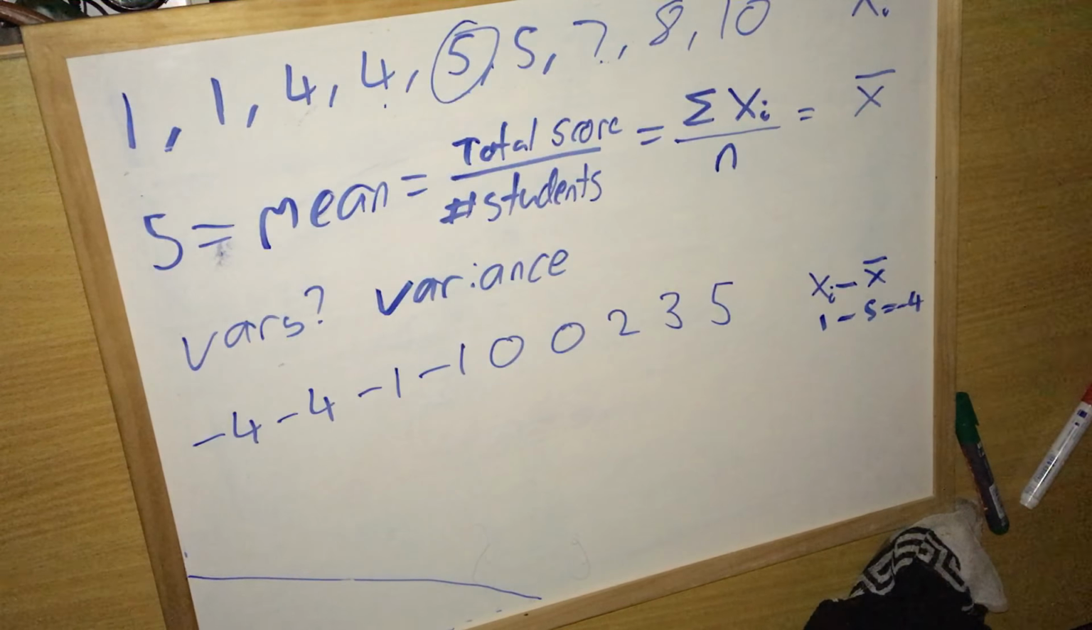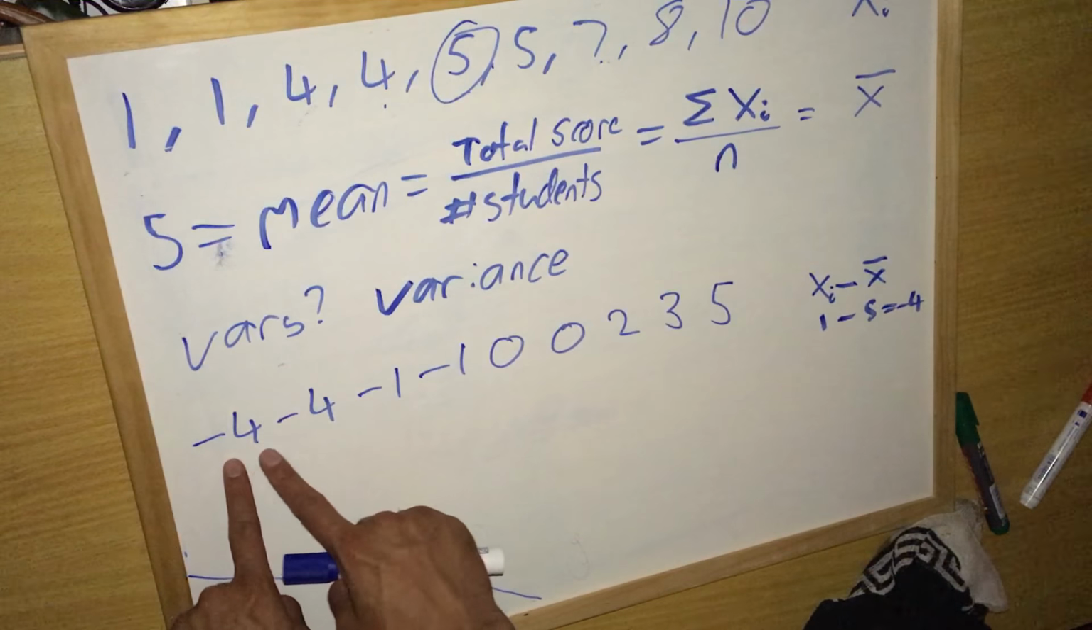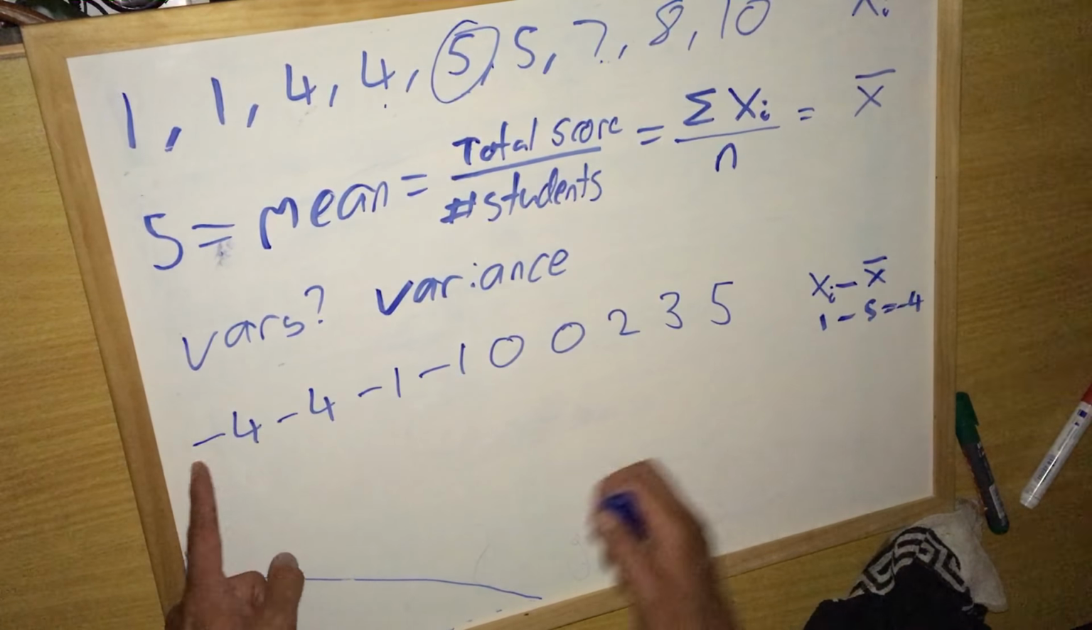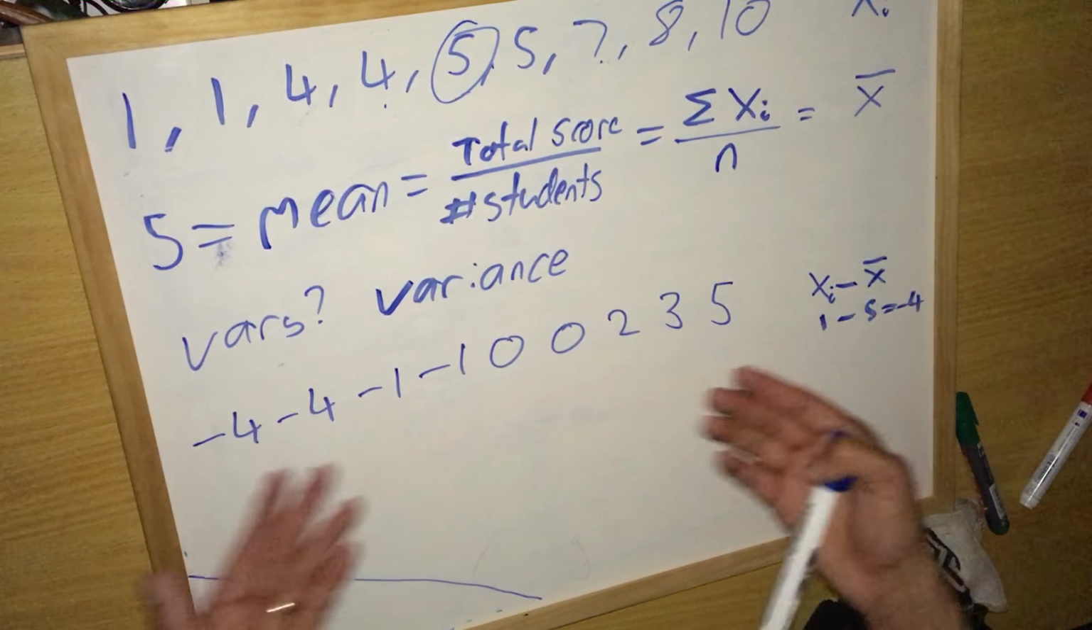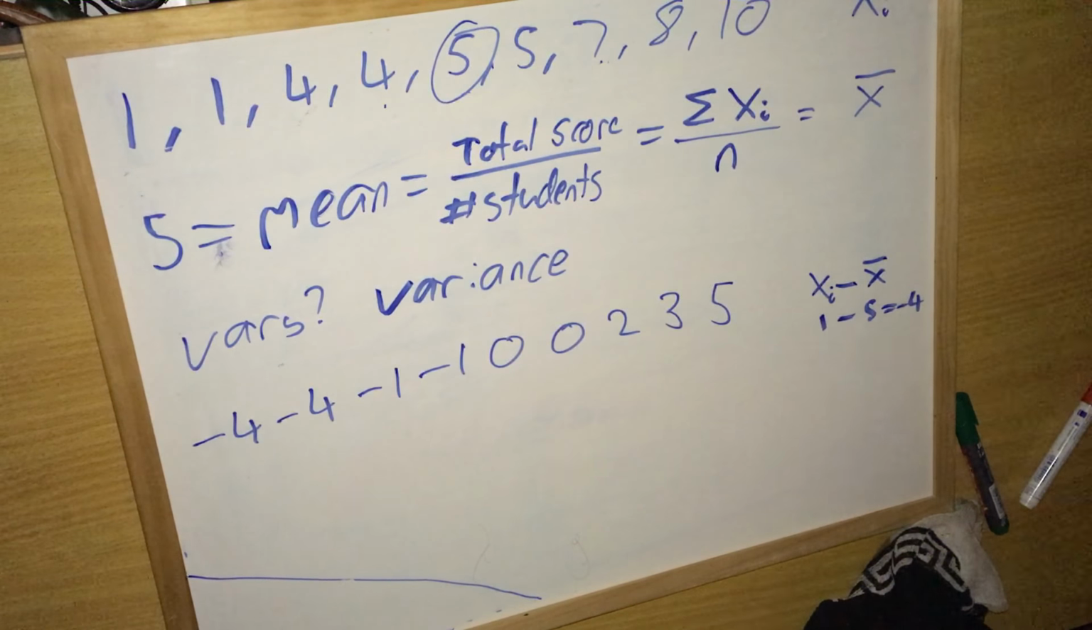Alright, now I'm trying to work out how much the class varies from each other, but I've got a bit of a problem. If I add up all of these numbers here, they're going to cancel out. These numbers add to minus 10, and these numbers add to positive 10. So if I add them all together, I'll get back to 0. So it's not going to help me at all to find the variance.